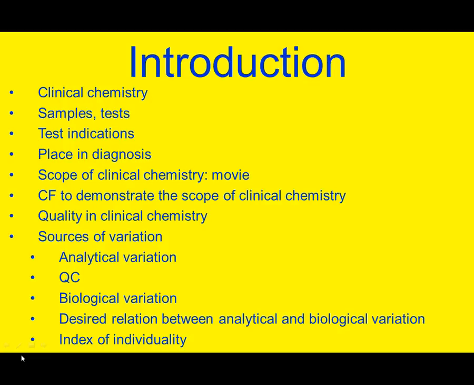The scope of clinical chemistry is shown on the case of cystic fibrosis, a very severe disease that is screened for in the newborn screening in the Netherlands, but clinical chemistry plays an important role in the diagnosis and follow-up of those patients. We talk about the quality of clinical chemistry, the sources of variation, which comprise analytical variation and biological variation, and for analytical variation we use quality control. And we show you the desired relationship between analytical and biological variation. And this is also important for the determination of the index of individuality.